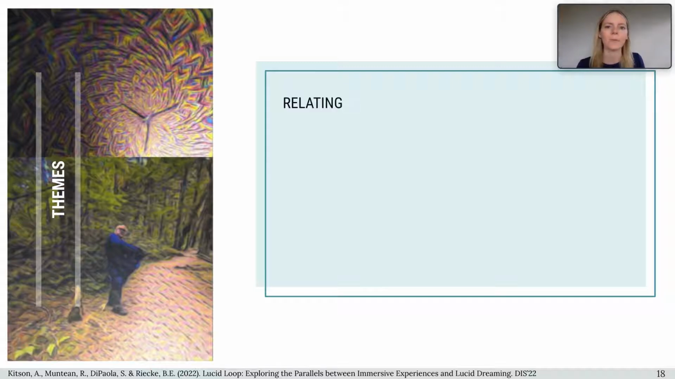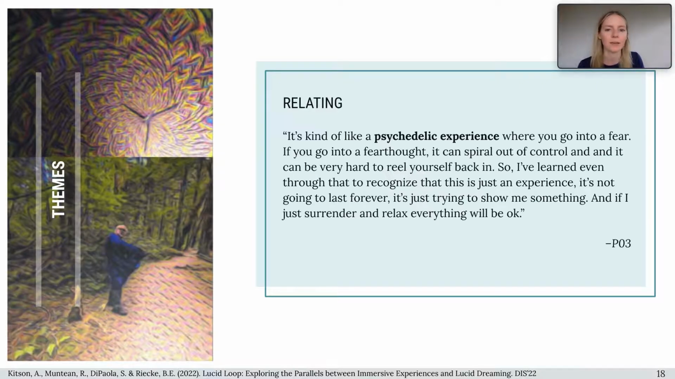In relating, people would relate their experience in Lucid Loop to their own life experiences. For example, it might have reminded them of a person they know, a place they've been, an object they've seen. This participant thought it kind of looked like a psychedelic experience to them, where it felt at times out of control and really blurred. But if they gave into the experience, somehow it made it okay.